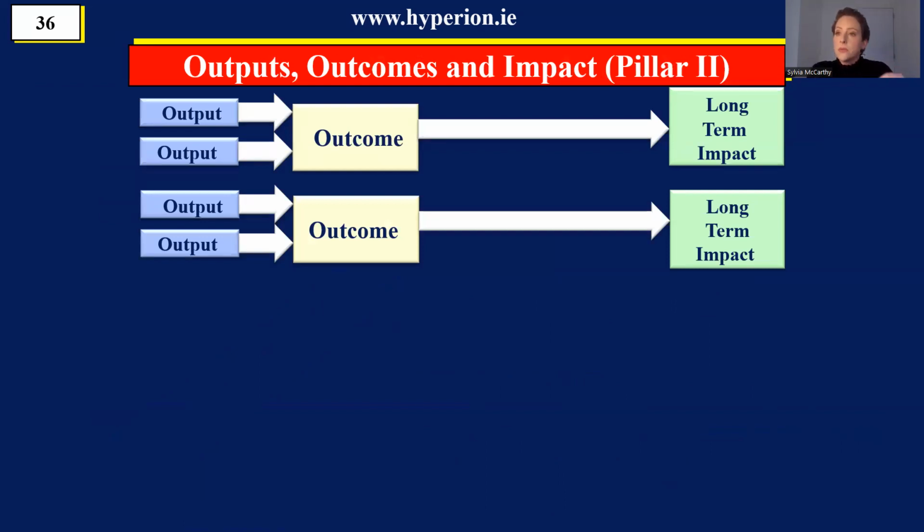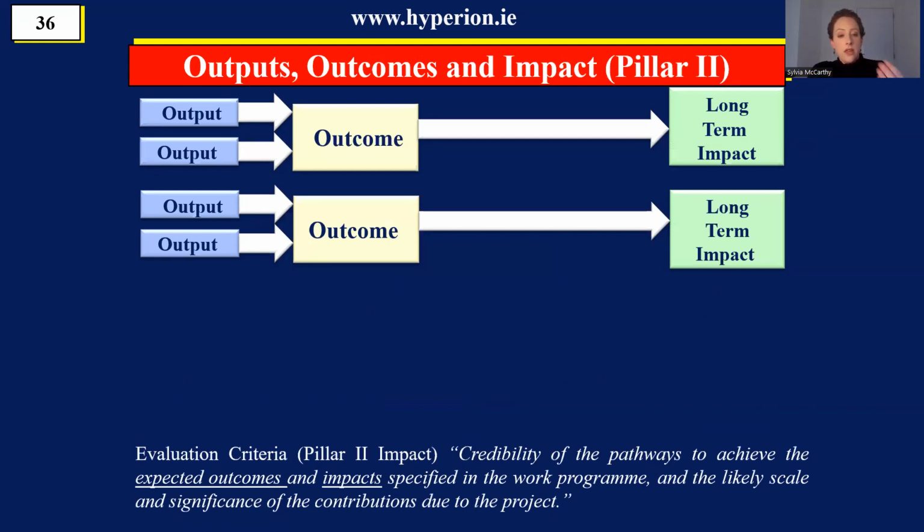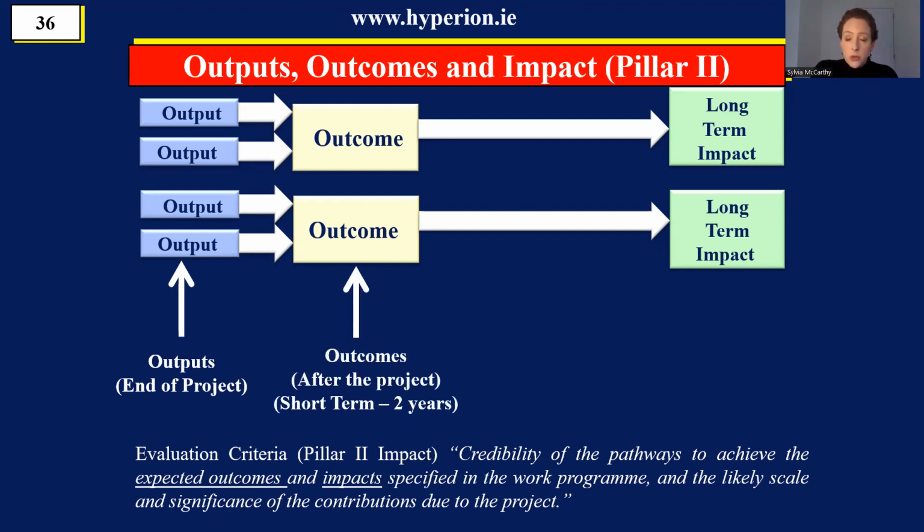Within the documents, whether it's the work program or the evaluation criteria, the proposal guidelines, they refer to outcomes and impacts. And your outputs are your scientific outputs that come from your project, whether they are models, tools, data. So these are what you have at the end of your project. The Commission refers to outcomes, meaning the short-term results within 2 years of your project ending, and the expected impacts are the long-term impacts, up to 5 to 10 years down the line.